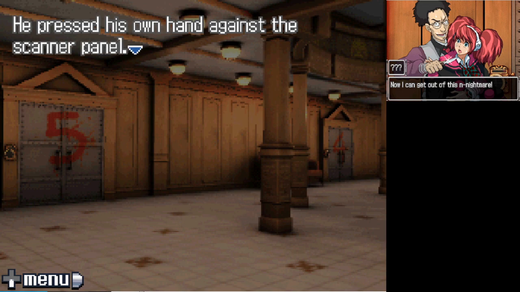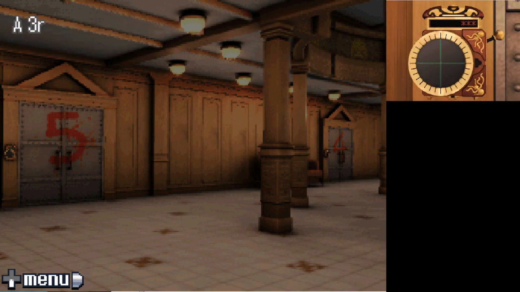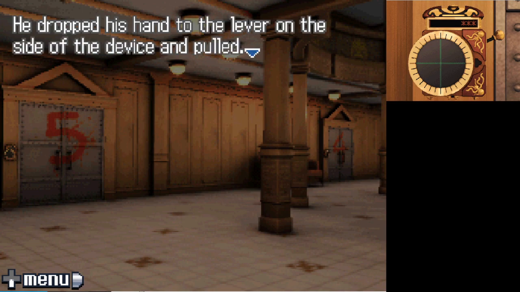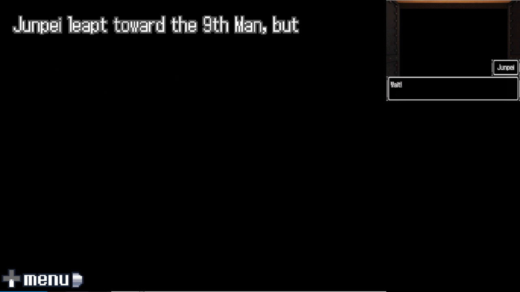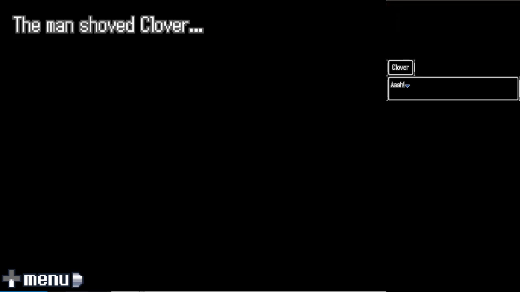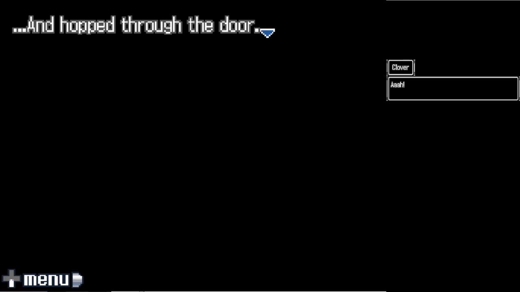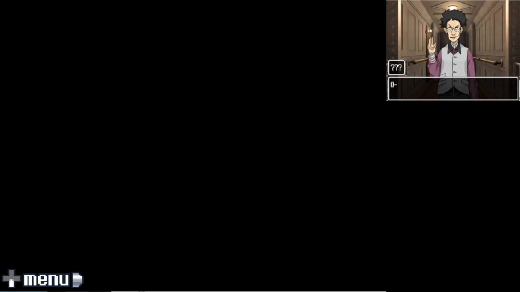He pressed his own hand against the scanner panel. A third asterisk appeared on the screen. He dropped his hand to the lever on the side of the device and pulled. It opened with a heavy metallic groan. "Let go, Clover. Wait!" Junpei leapt toward the man, but it wasn't fast enough. The man shoved Clover and hopped through the door.